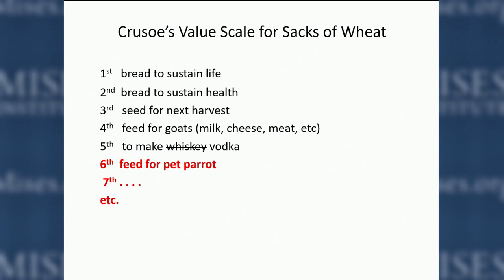So the value of all 5 sacks is equal to the satisfaction of what? The lowest ranked end. No matter which sack he loses, what satisfaction does he lose? He loses the satisfaction from consuming the vodka. Very high, I would say, but still lower than the other 4. Okay. On the other hand, if he finds another sack of wheat, if he didn't harvest all the wheat, and he harvests a 6th sack, then what happens?